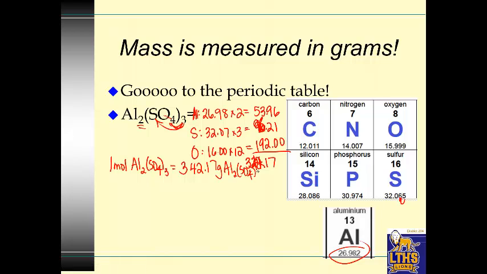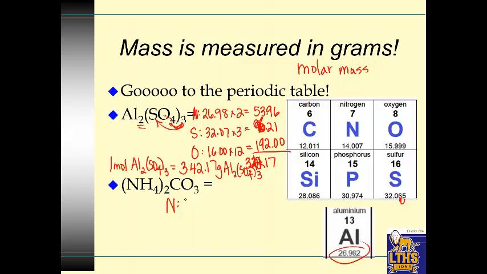This is called the molar mass. Molar mass is the mass of 1 mole. How do you figure it out? Well, the periodic table tells you how much 1 mole of atoms weighs. And so you add those all together to figure out how much 1 mole of molecules weighs. Now, in this case, it's ammonium carbonate, an ionic compound.